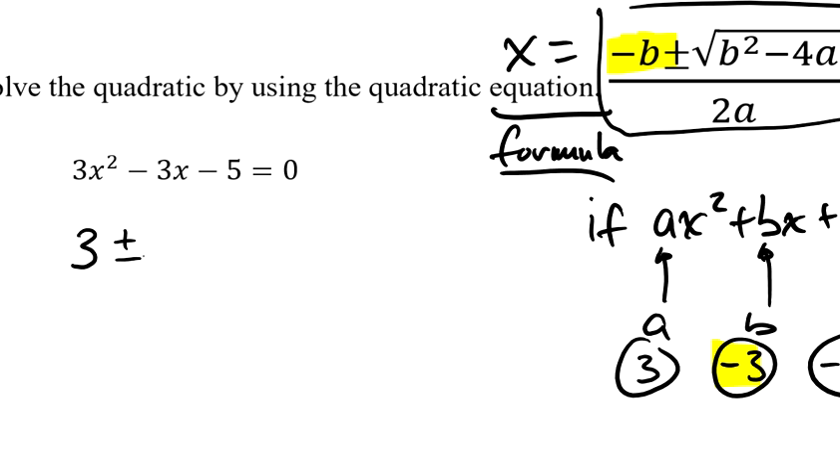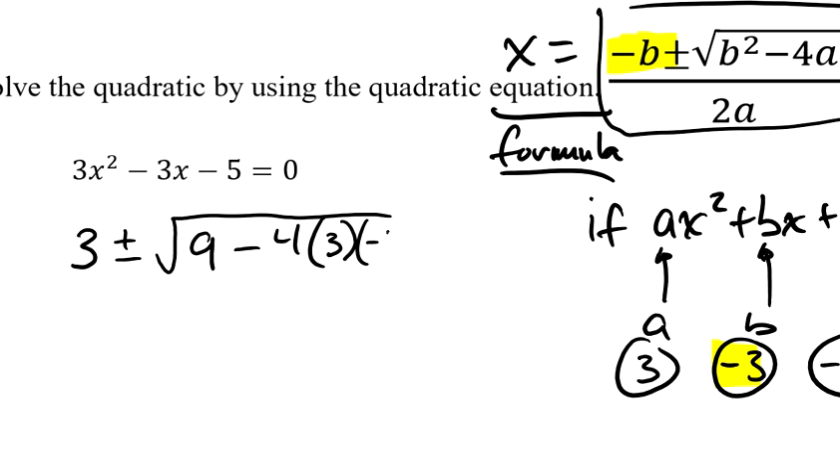Then I'm going to look at the part inside. When I take b and square it, that's a negative 3 times a negative 3. So I'm looking at the square root of 9 minus the number 4 times the number a, which is 3, times the value of c, which is negative 5.